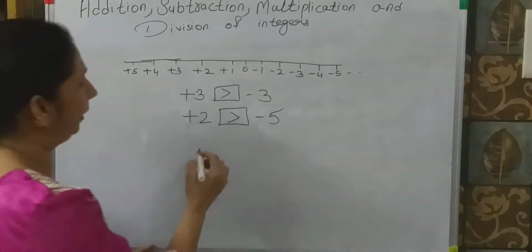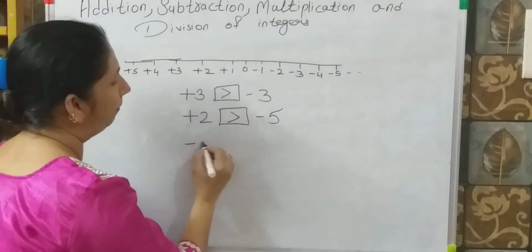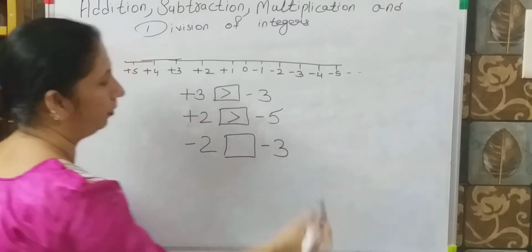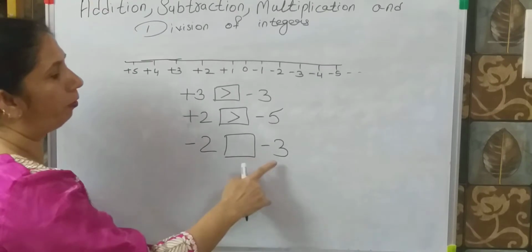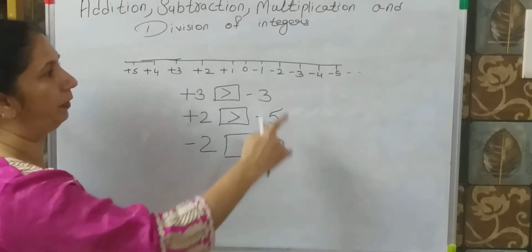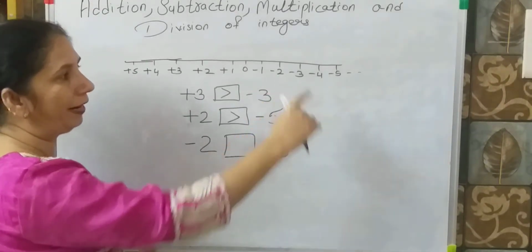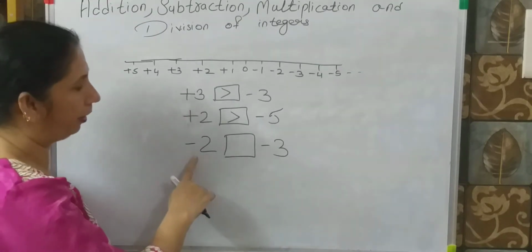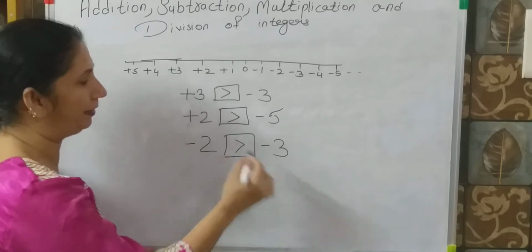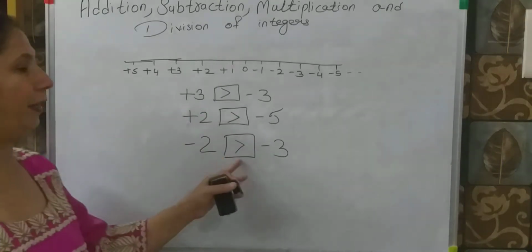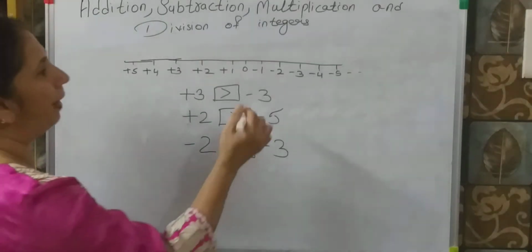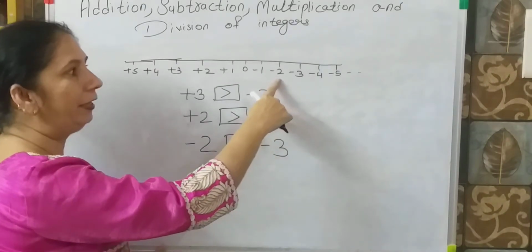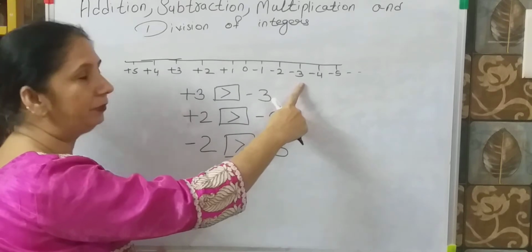Now suppose I am taking both-side numbers, -2 and -3. Now is -2 bigger or is -3 bigger? Which one is bigger? Now on both sides we have a negative sign. So here -2 is bigger than -3. Why is -2 bigger than -3? Because -2 comes before -3, it comes first in the integer line and -3 comes afterwards.